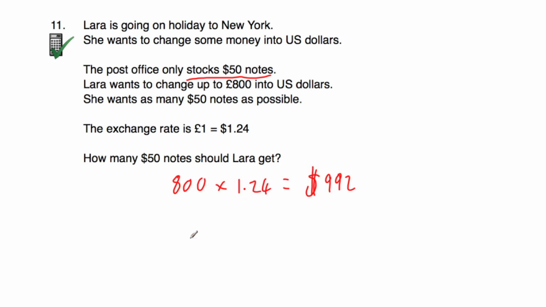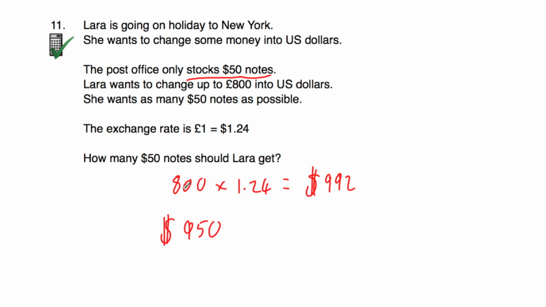They could give her $50, $100, $150, $200, and so on, $250, $300, and so on. Now, if she could receive up to $992, she hasn't got enough for $1,000, but she could receive $950. That's how much money she could receive in this post office. What we've been asked to find is how many $50 notes she could get.